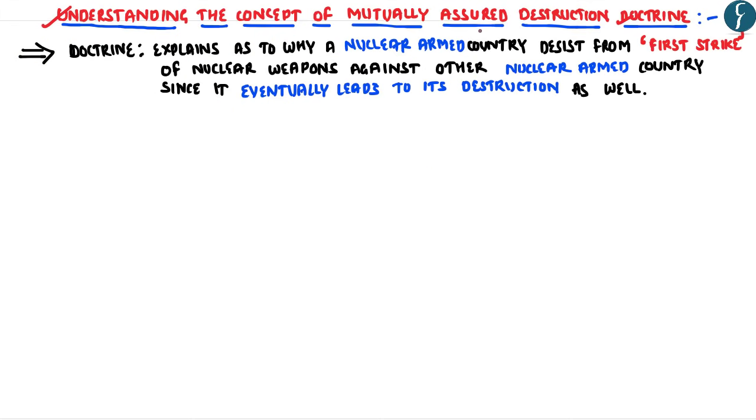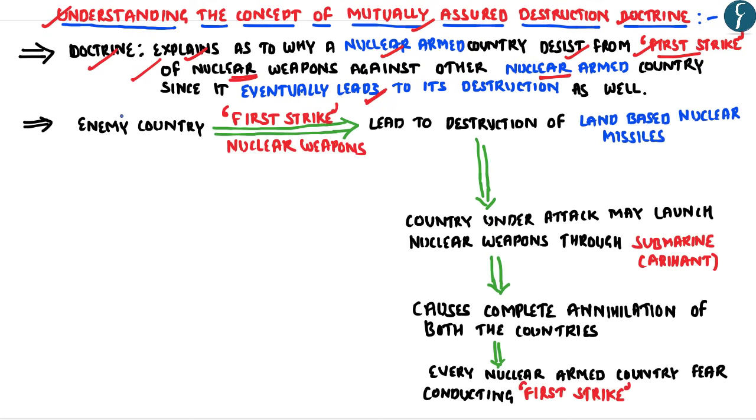Now coming to the doctrine of mutually assured destruction. This doctrine explains why a nuclear armed country restrains itself from a first strike of nuclear weapons against another nuclear armed country. This is because the first strike of nuclear weapons by a country eventually leads to its own destruction as well. So this is the main principle behind the mutually assured destruction doctrine. Let us understand this with an example. Let's say an enemy country decides to launch a devastating nuclear first strike on another nuclear weapon armed country.